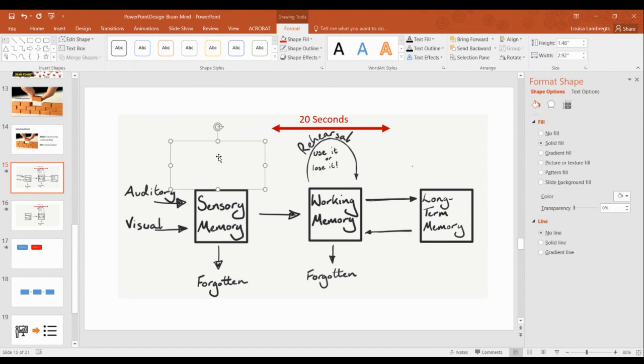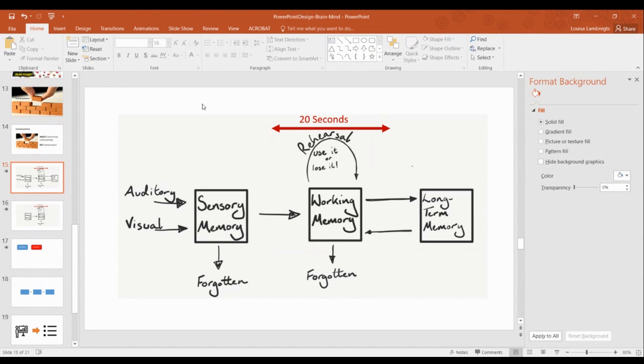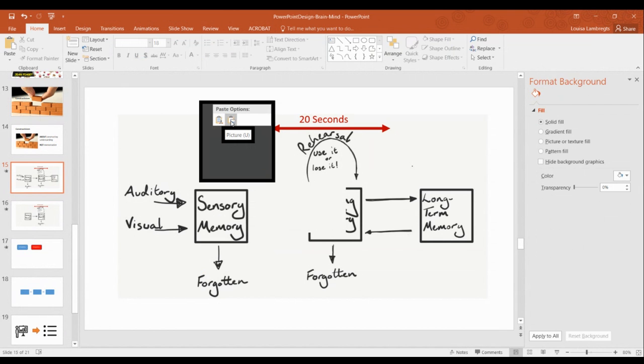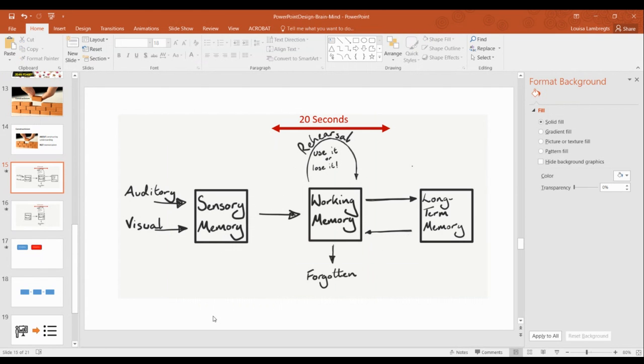If I want to block out everything except for sensory memory, the easiest way to do that is if I click on this box, and I love using right click, I can right click and I can copy and then I can paste. I can paste the picture. And there it is. And I can grab this picture and put it wherever I want. These little bounding boxes mean that I can click and then expand. So then that covers that.